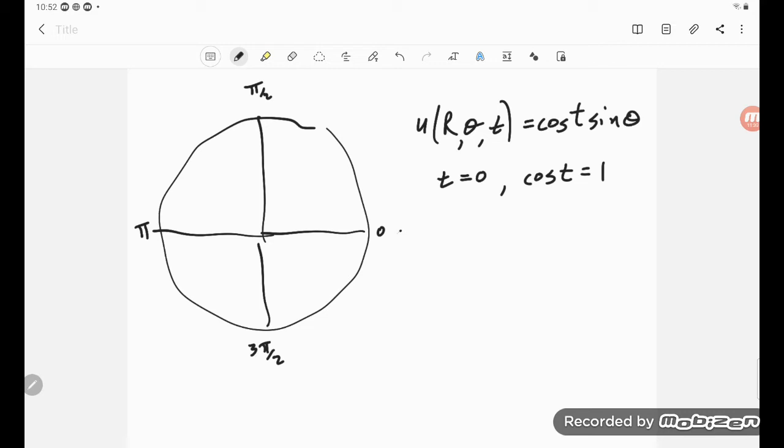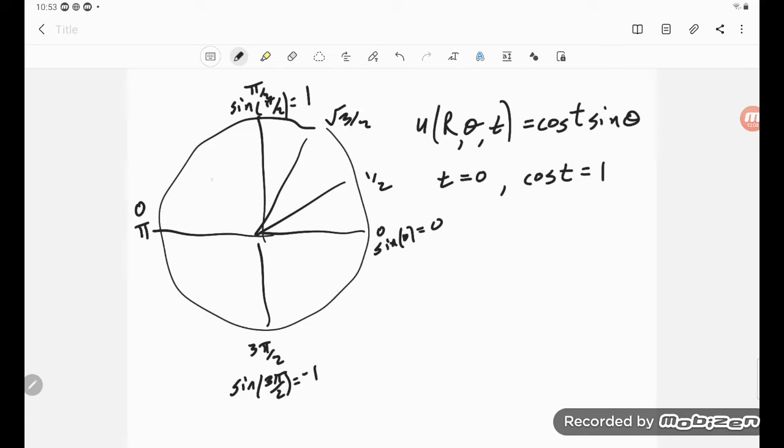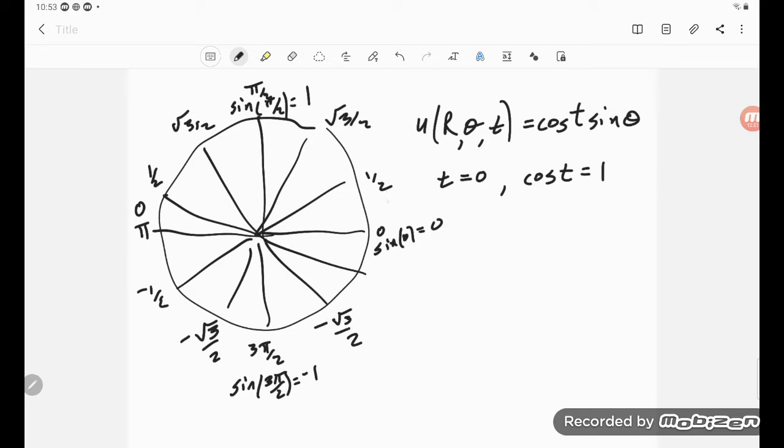Here we would have sine of 0 equals 0. Up here, sine of pi over 2, which equals 1. Down here, sine of 3 pi over 2, which equals negative 1. We get 0 over here. And if we did 30 degrees, 60 degrees, then that's a half, square root of 3 over 2, square root of 3 over 2, a half, negative a half, negative square root of 3 over 2, negative square root of 3 over 2 and a half. And I could have my square root of 2 over 2 at 45 degrees in there.